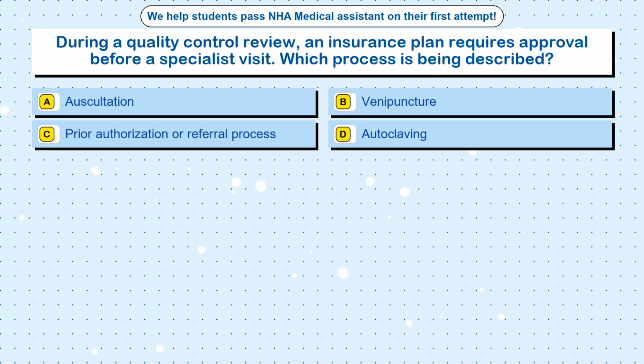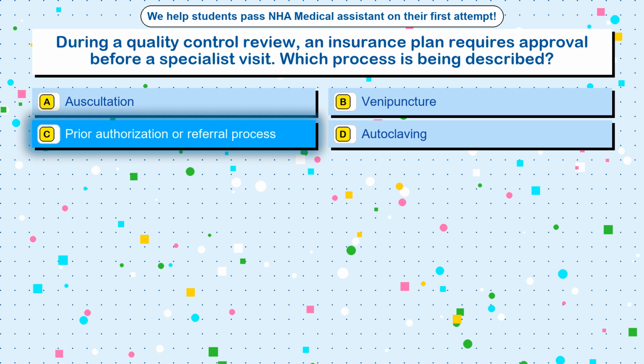Question 46. During a quality control review, an insurance plan requires approval before a specialist visit. Which process is being described? Option A, auscultation. Option B, venipuncture. Option C, prior authorization or referral process. Option D, autoclaving. The correct answer is option C, prior authorization or referral process.